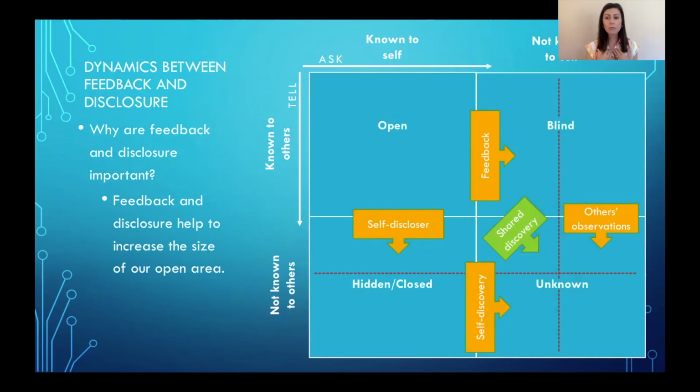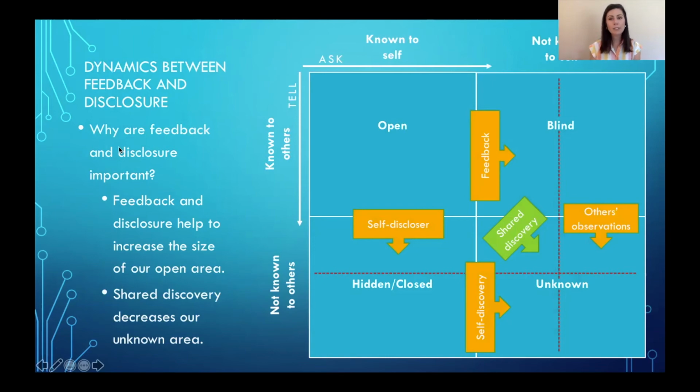But perhaps through some observations and feedback from other people and self-discovery, we figure something out about ourselves, but we're maybe not ready to share it yet. Then it would go into the hidden area. Or perhaps we learn this thing and we're ready to tell somebody, and it goes into the open area. So our open area size can change depending on the work that we put in and the feedback we get from other people. So shared discovery decreases our unknown area.